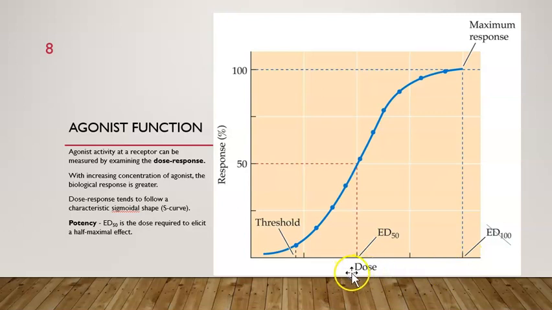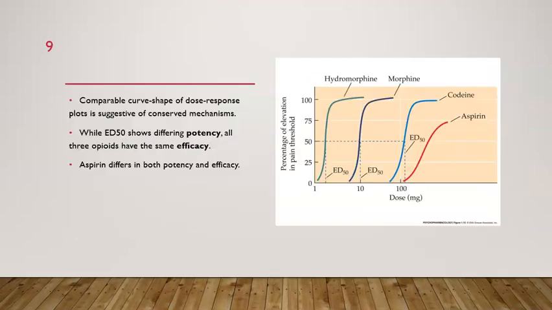Think about some illicit drugs, like heroin, cocaine. If you get to ED100, you're probably not alive. Now, of course, there are some drugs where you could get to ED100, but it doesn't tell us anything. It's very impractical, and that's why we use ED50. This is what we use to determine potency. What we can do is compare the potency of different drugs by comparing their ED50s.